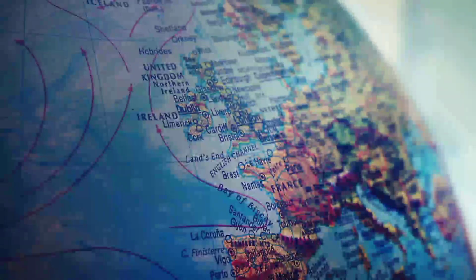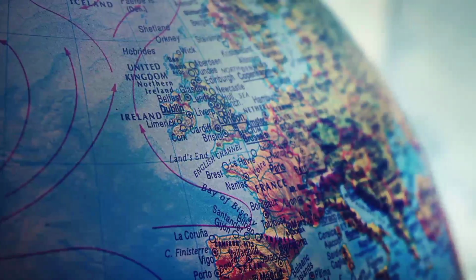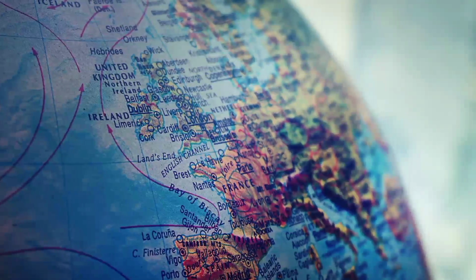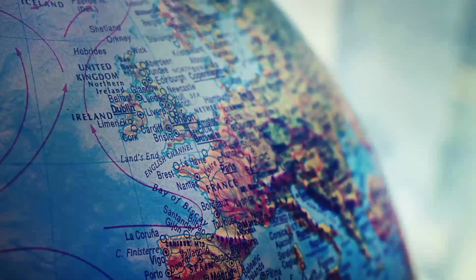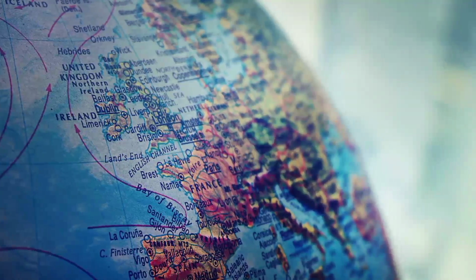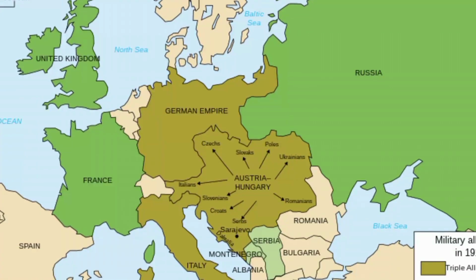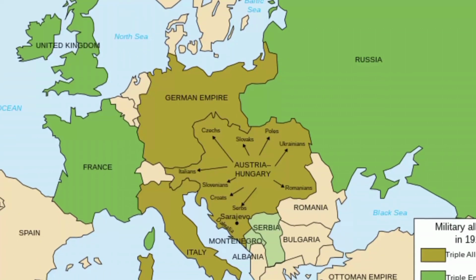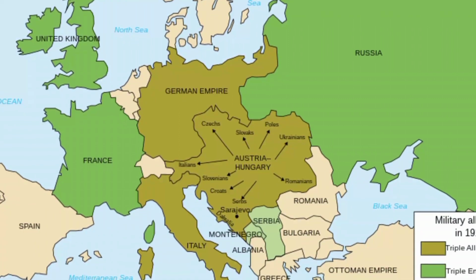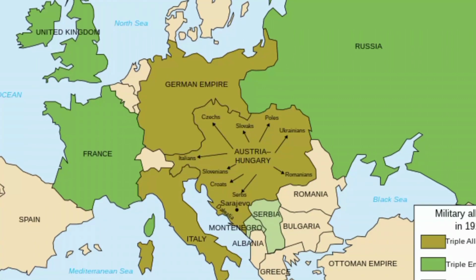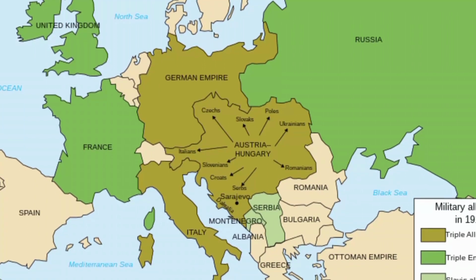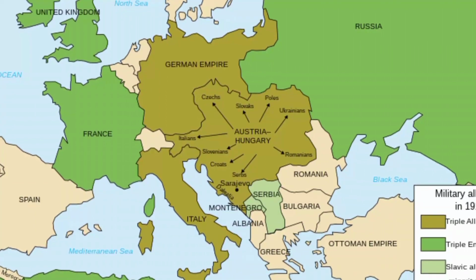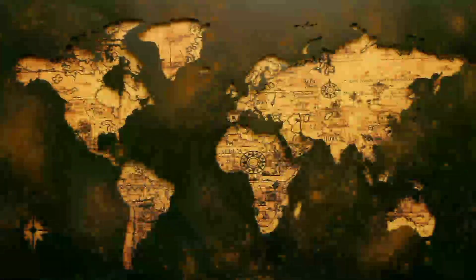So, what led to the outbreak of this catastrophic war? To understand the beginning, we must examine a complex web of political, social, and economic factors that laid the groundwork for the conflict. At the turn of the 20th century, Europe was divided into two opposing alliances, the Triple Entente and the Central Powers. The Triple Entente consisted of Britain, France, and Russia, while the Central Powers were composed of Germany, Austria-Hungary, and Italy.